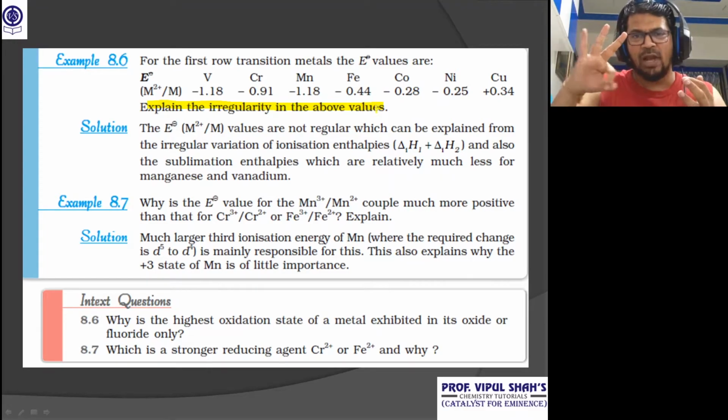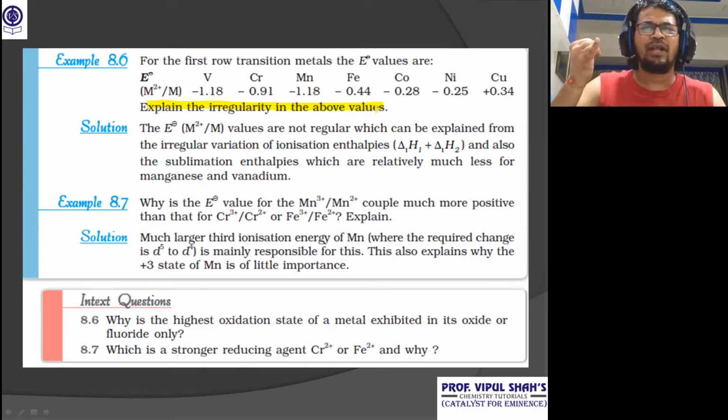Three variables to add. Either enthalpy of atomization or sublimation, that is, the metal going from the solid state to its gaseous state. Suppose I have zinc going to gaseous zinc, I can also call it enthalpy of atomization, forming its free atoms. Second is ionization, and third is hydration. So look at that. The E0 values are not regular and can be explained on the basis of their IE values and also their sublimation enthalpies. Is this clear? That's why we have irregularities.